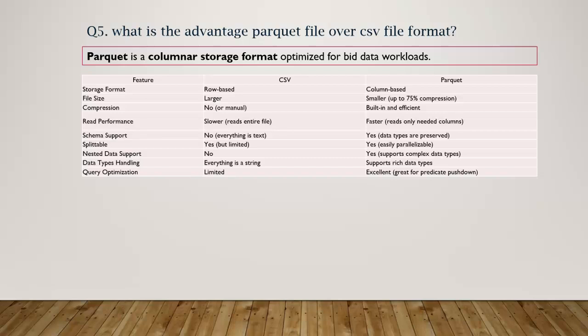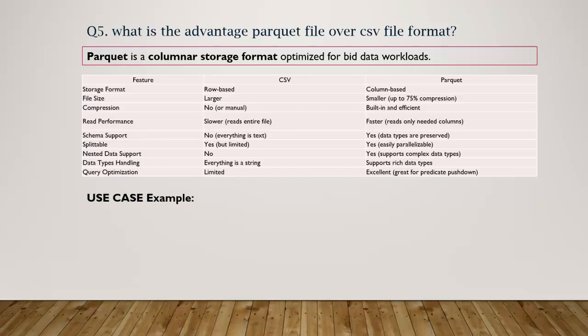CSV is row based, Parquet is column based. File size: CSV is larger because it's row based, and Parquet is smaller, with up to 75% compression. In CSV there is no compression, but in Parquet you can do built-in, efficient compression. Read performance: CSV is slower because it has lots of rows and reads the entire file. Parquet is faster because it reads only the needed columns, whatever columns you want, that's why it's better. Schema support: CSV doesn't give it, Parquet does, and data types are preserved. Splittable: yes, but limited. And yes, parallelized. So this is the difference that you can learn and brush up on.